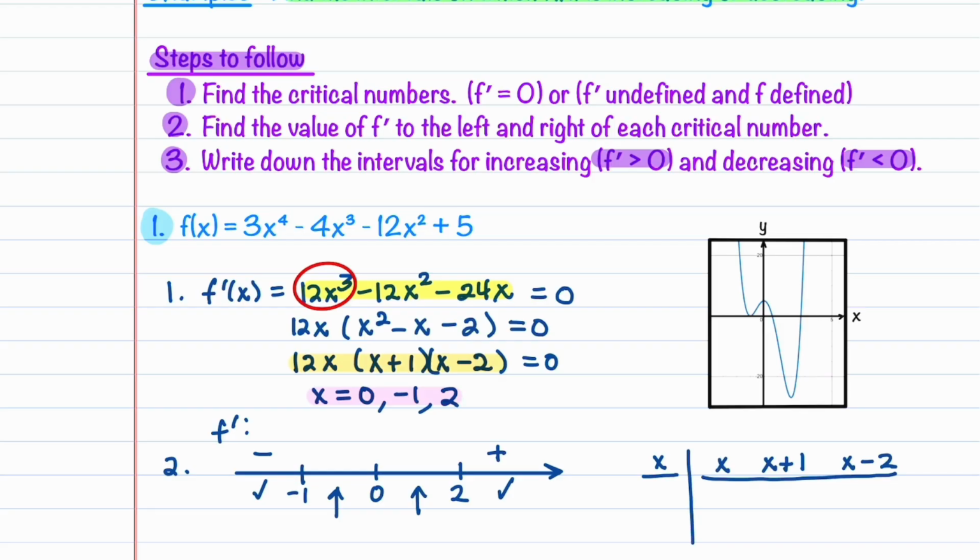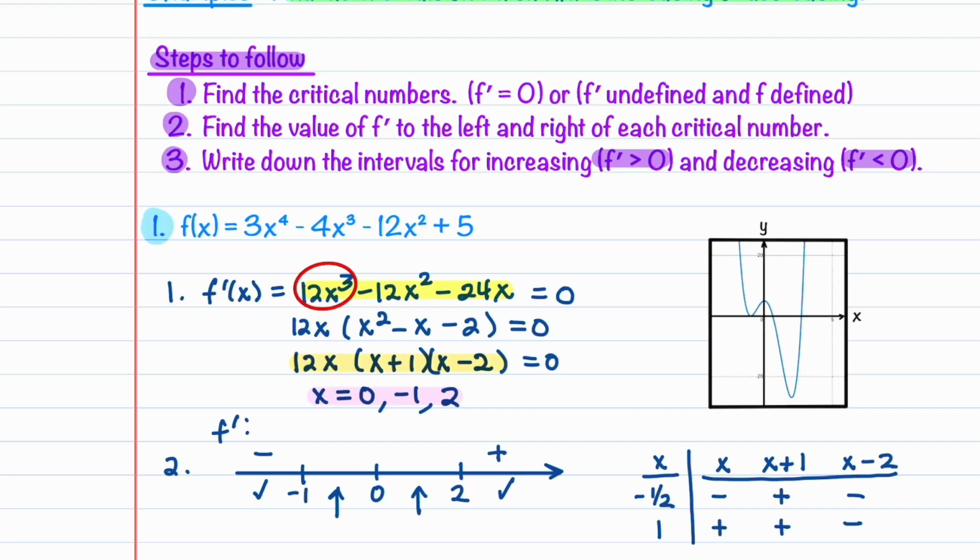The point that I'm going to choose between -1 and 0 is -1/2. And then -1/2 is negative. -1/2 plus 1 is positive. And then -1/2 minus 2 is negative. Now let's pick a point between 0 and 2. I think the easiest point is 1. So 1 is positive, 1 plus 1 is positive, and then 1 minus 2 is negative.